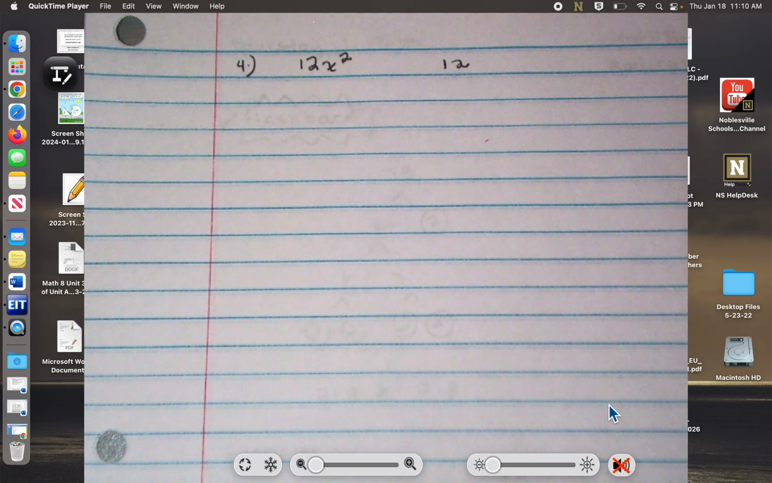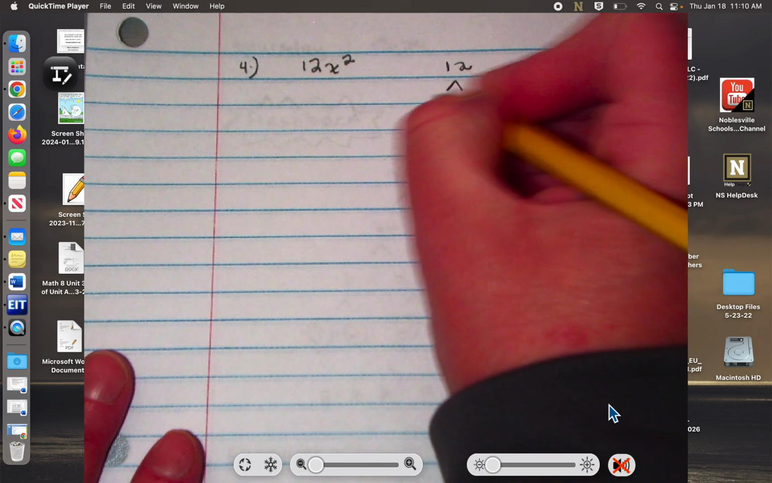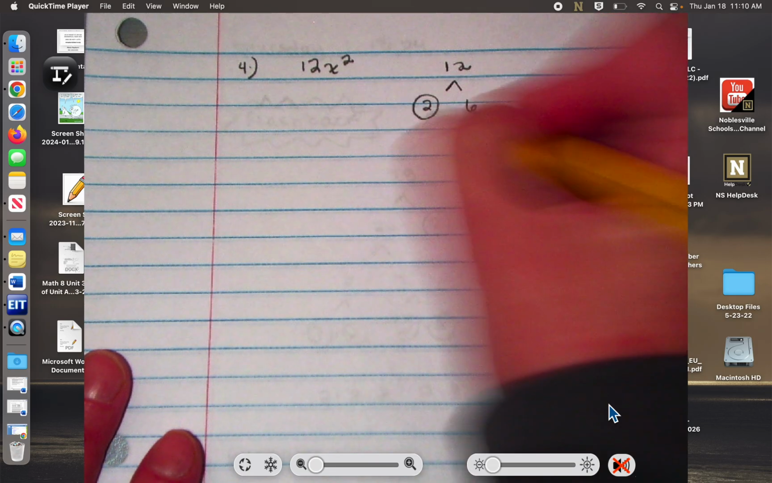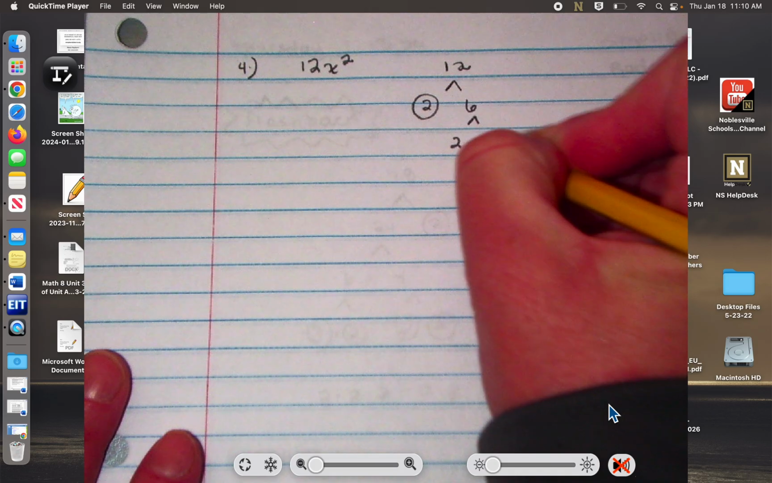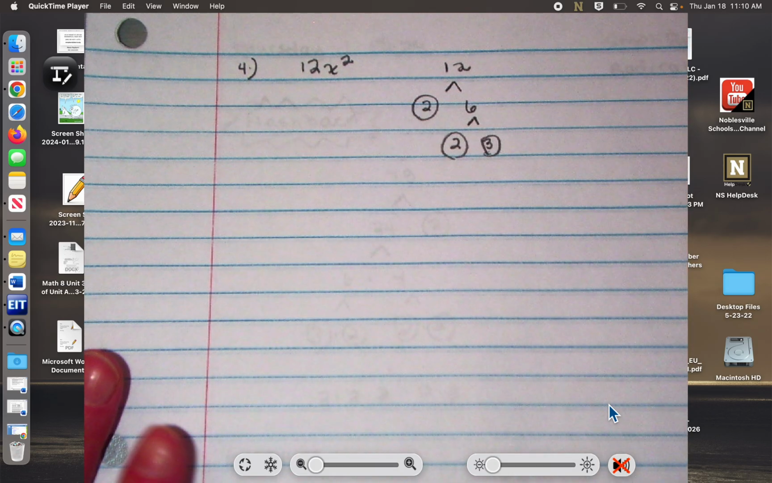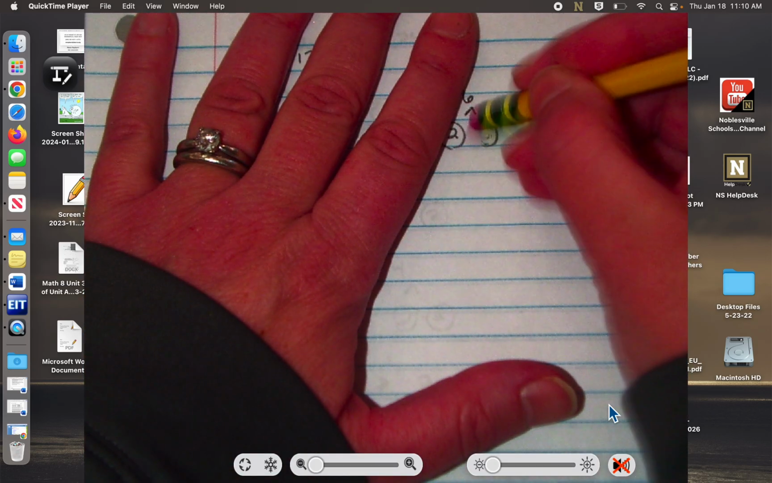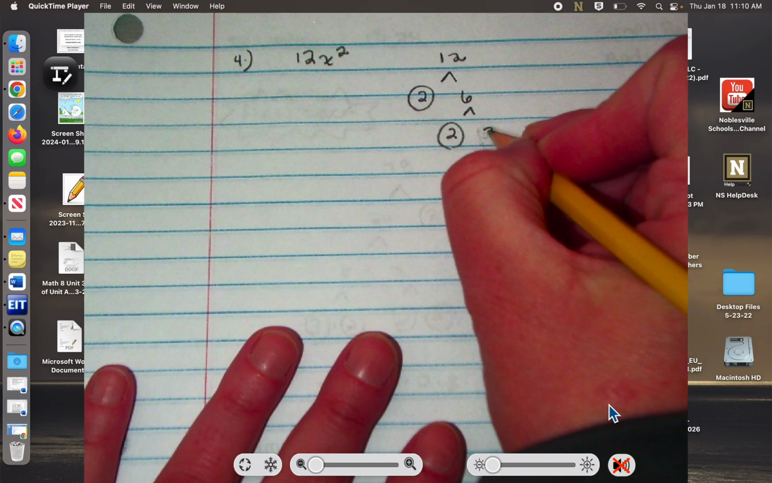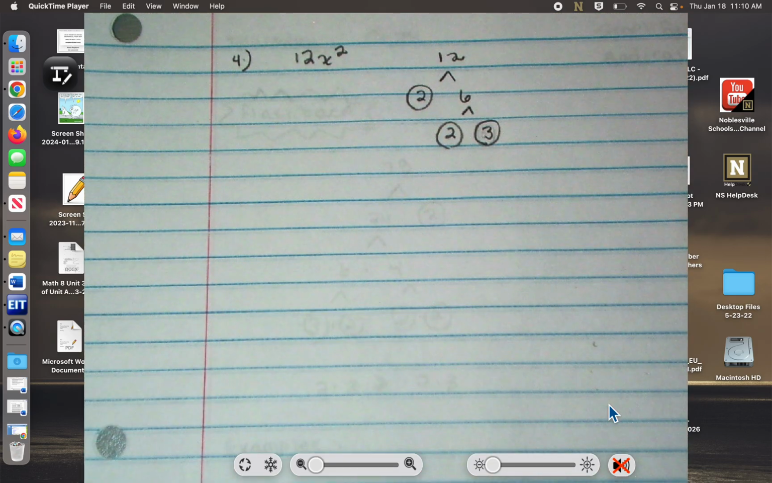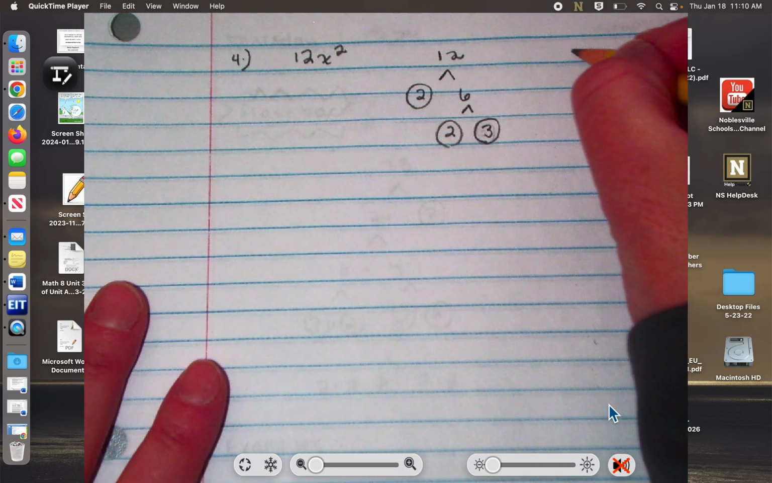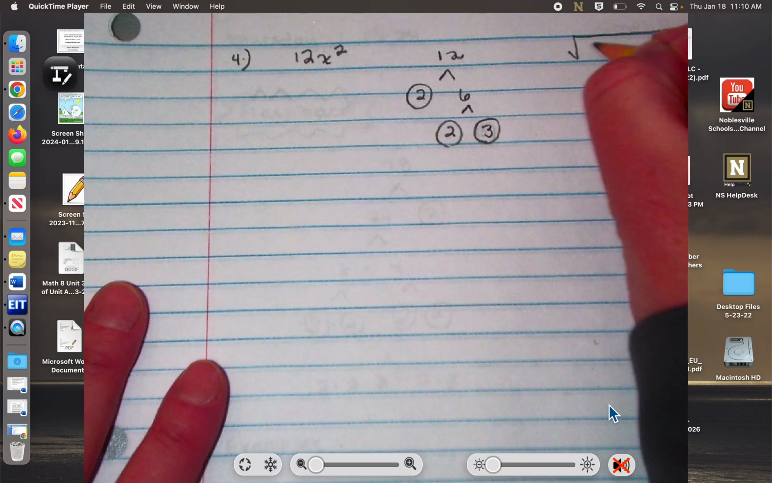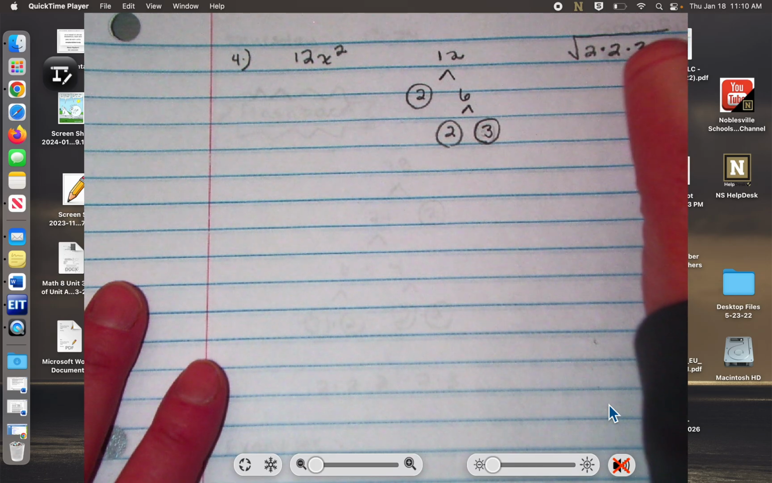Crew, what could I multiply to make 12? 2 and 6. Sure. 2 and 6. 2 and 3. You could have done 3 and 4, and then you'd end up with 4 being broken down into 2. Yep. So now I have 2 times 2 times 3.